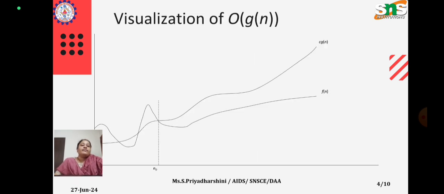So this will be the visualization of order of g of n. In simple terms, order of g of n is equal to f of n, where there exist positive constants c and n naught such that f of n is always less than or equal to c into g of n for all n greater than or equal to n naught. This means f of n is equal to order of g of n if there are positive constants n naught and c such that to the right of n naught, f of n always lies below c of g of n if we visualize it carefully.